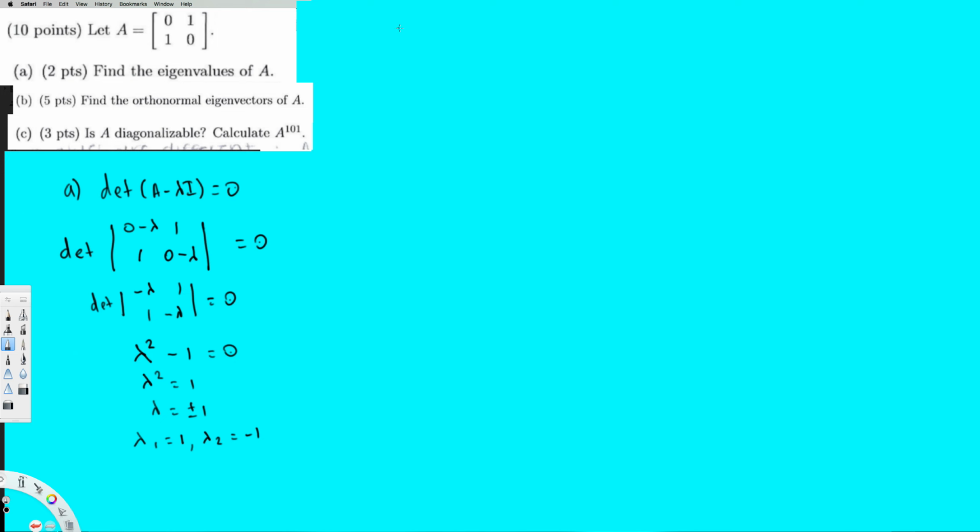So let's do the second question. They are asking to find the orthonormal eigenvectors of A. So first let's find the eigenvectors. To do the eigenvectors, what we do is we set this A minus lambda I, and set this into the null space. So it's going to be something like this: minus lambda, 1, 1, minus lambda, and that's going to be 0 0. So this is the null space, right?